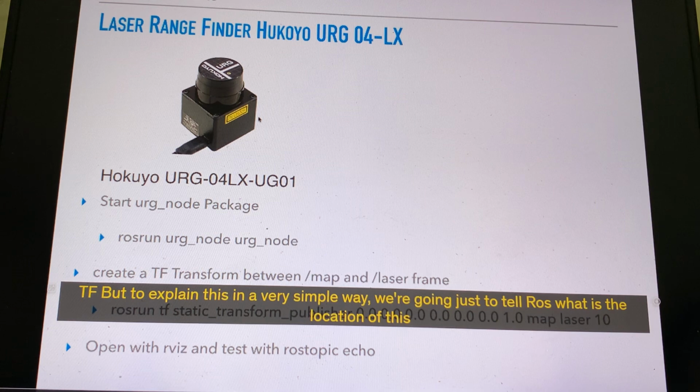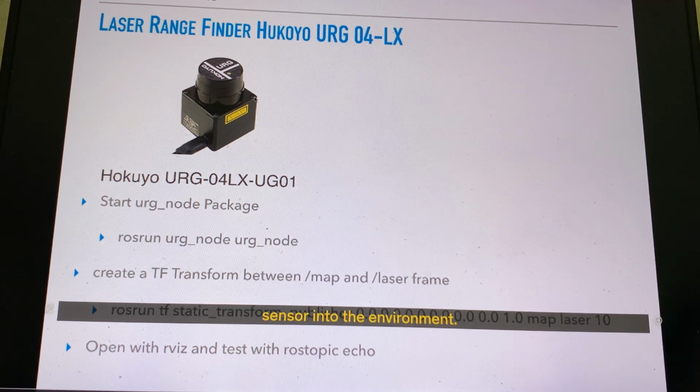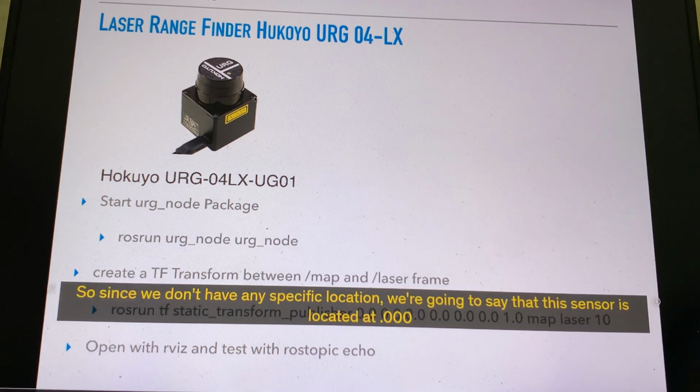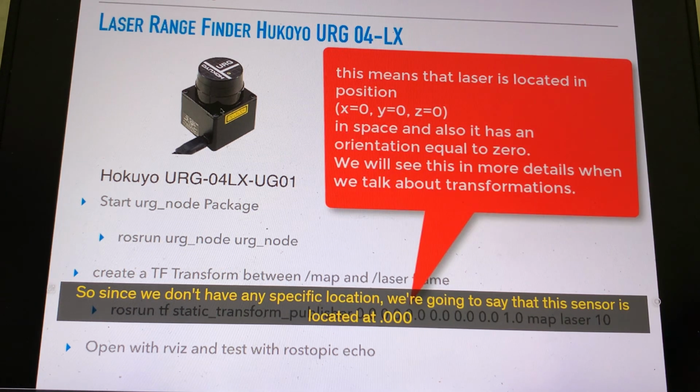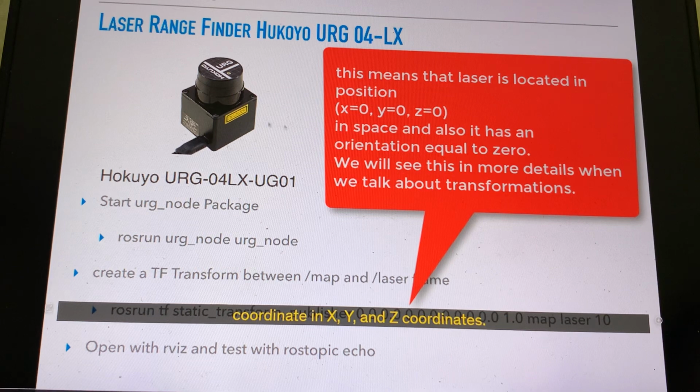But to explain this in a very simple way, we're just going to tell ROS what is the location of this sensor in the environment. Since we don't have any specific location, we're going to say that this sensor is located at point 0, 0, 0 in X, Y, and Z coordinates, and the orientation will be 0.